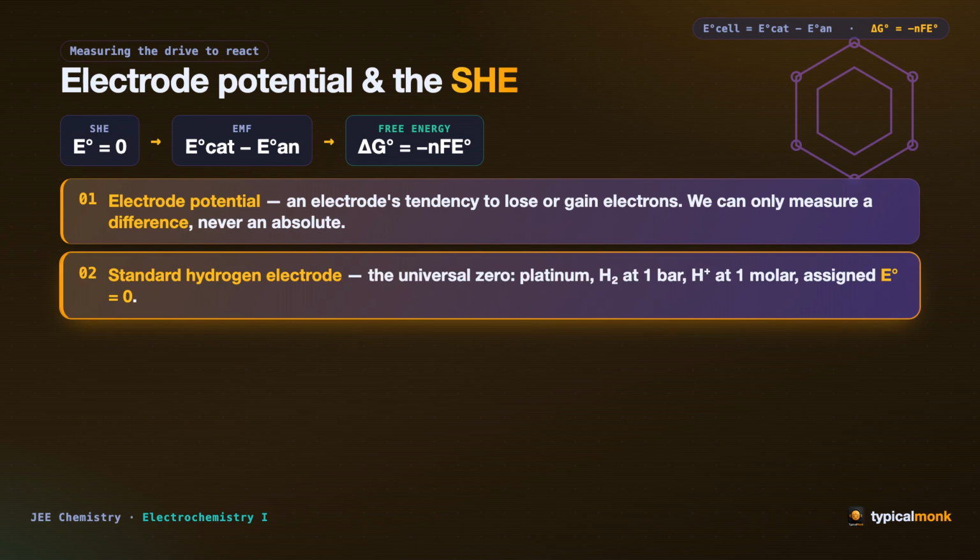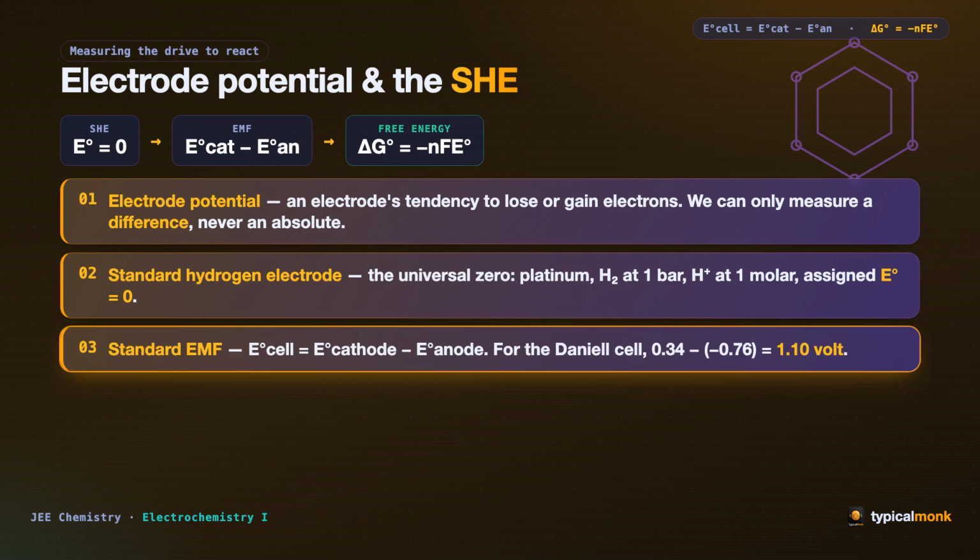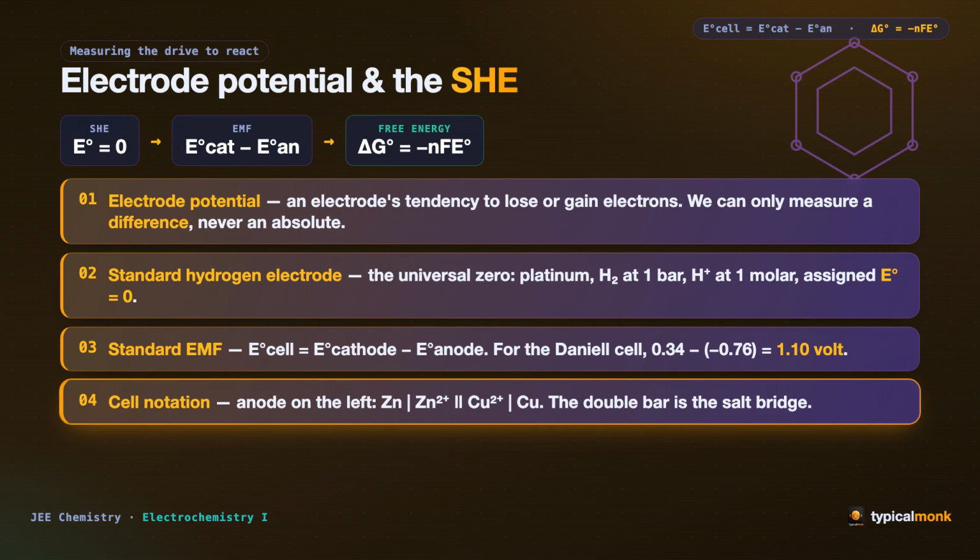So we fix a universal 0. The standard hydrogen electrode, platinum, hydrogen gas at 1 bar, hydrogen ions at 1 molar, and its potential is assigned exactly 0. The standard EMF, E cell standard equals E cathode standard minus E anode standard. For the Daniell cell, that is 0.34 minus, bracket, minus 0.76, which is 1.10 volt. And the cell notation, anode on the left: zinc, bar, zinc 2 plus, double bar, copper 2 plus, bar, copper. The double bar is the salt bridge.